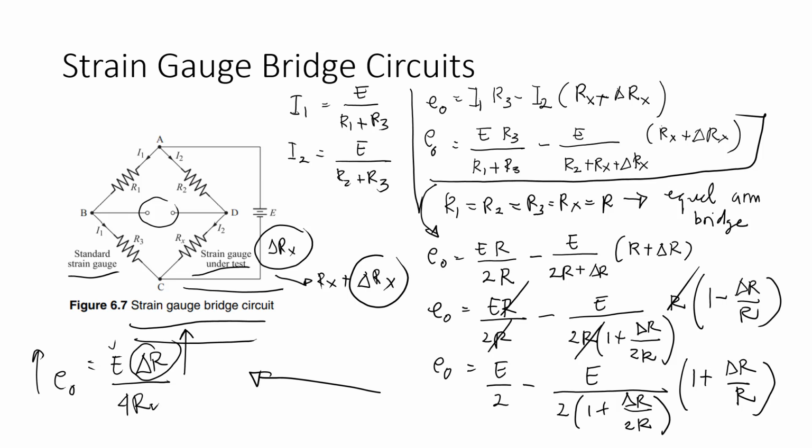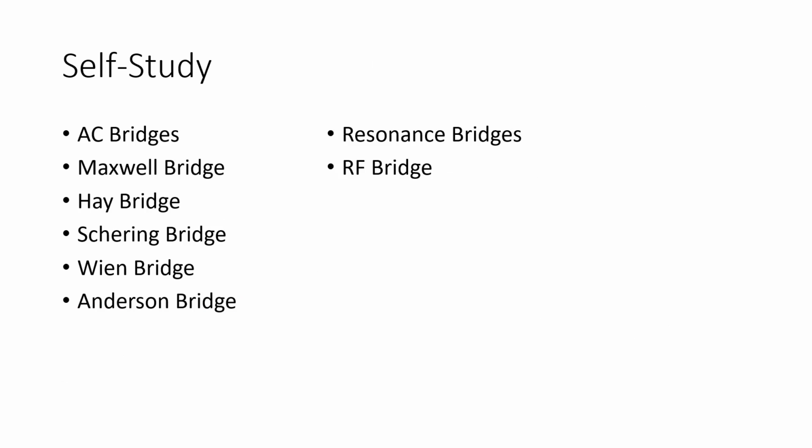So I think this is all of the learning video for chapter 6, and then we have other types of bridges, so you can learn from the textbook. That is the AC bridge, Maxwell bridge, Hay bridge, Schering bridge, Wien bridge, Anderson bridge, resonance bridge, and also RF bridge. So I think this is all my presentation.